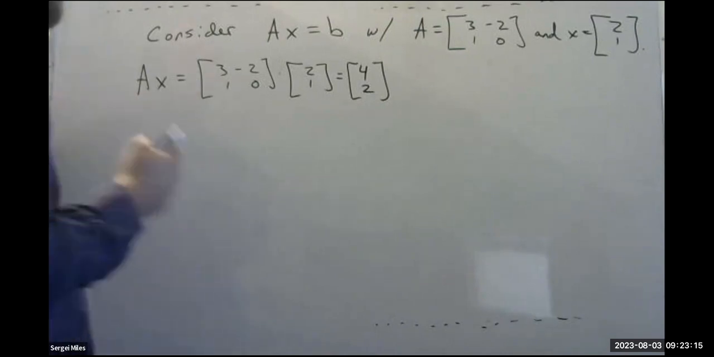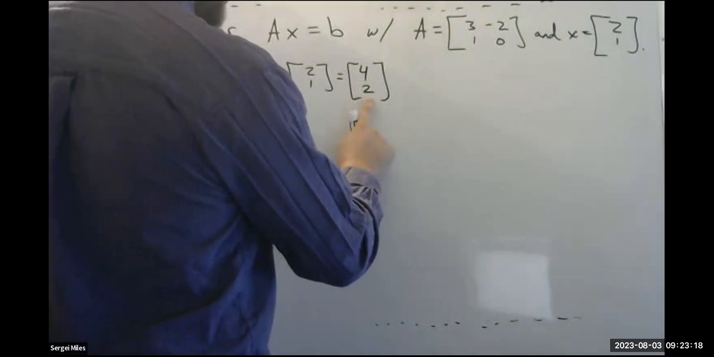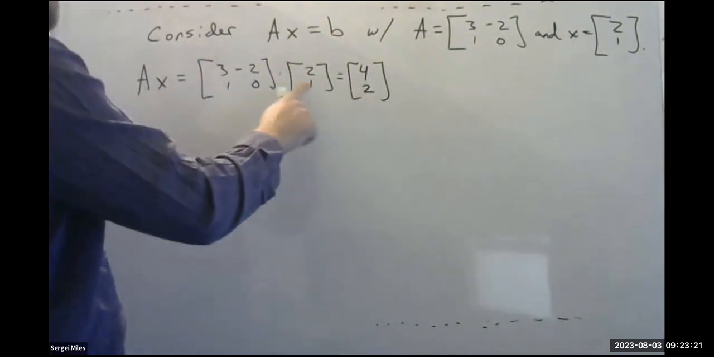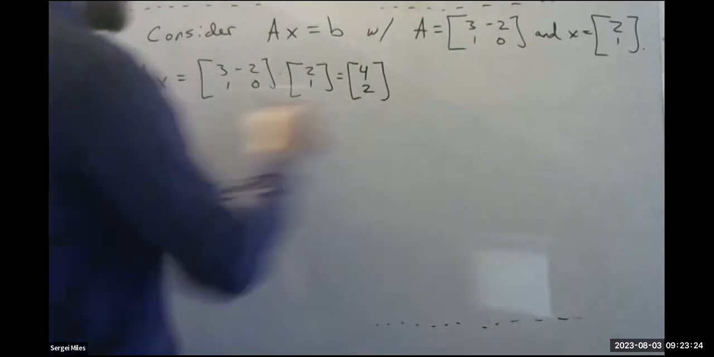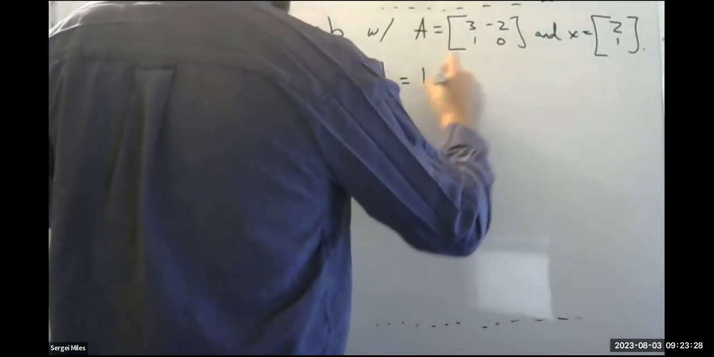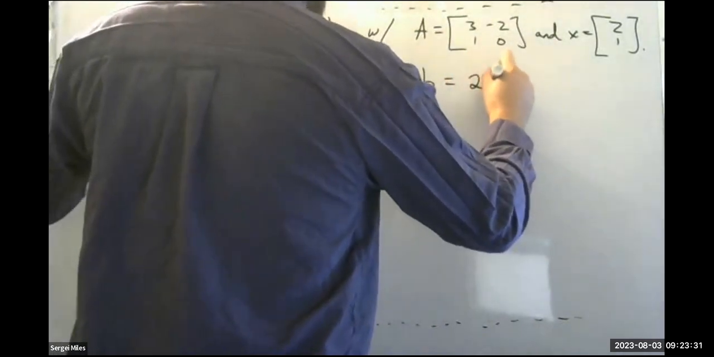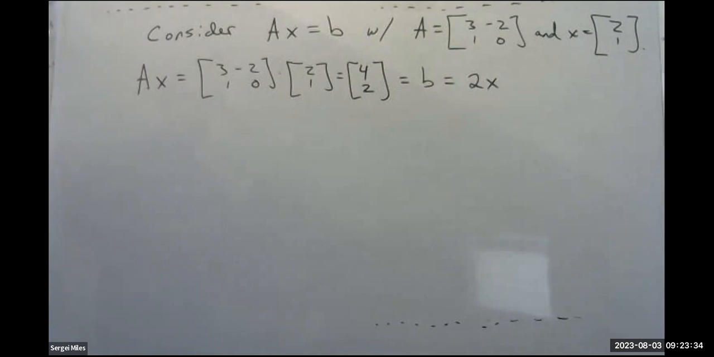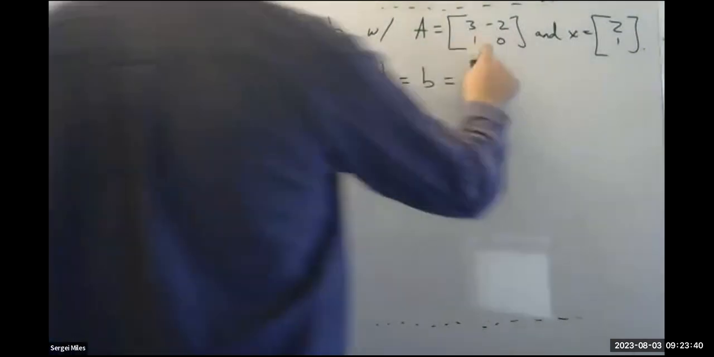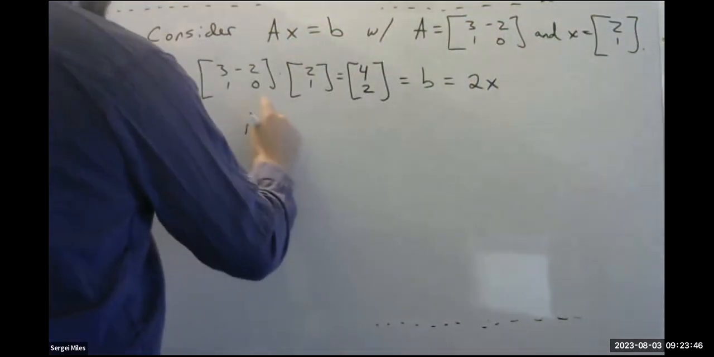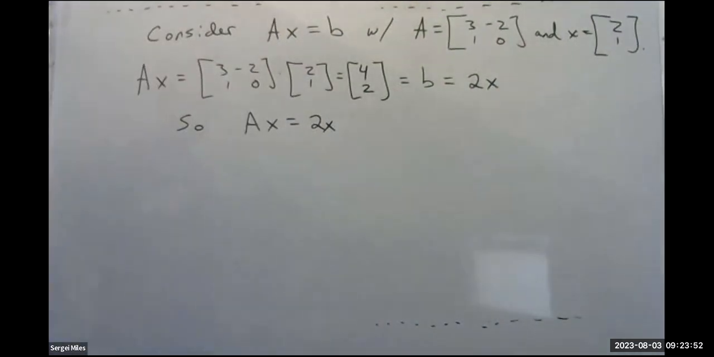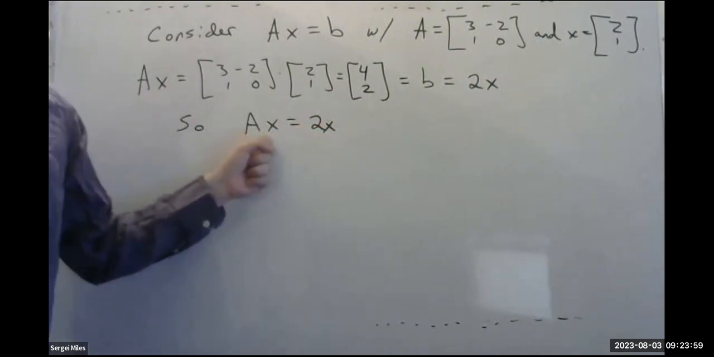Notice this pattern. What was my output? Well, it turns out my output is a multiple of my input. In fact, my output here, the output vector B, was 2 times my input. So for this very specific example, for this specific A and for this specific X, we have A times X equals 2 times X. Interesting. Something about this matrix and something about this vector turns out that when we transform it, we're really just getting a multiple of what we plugged in.